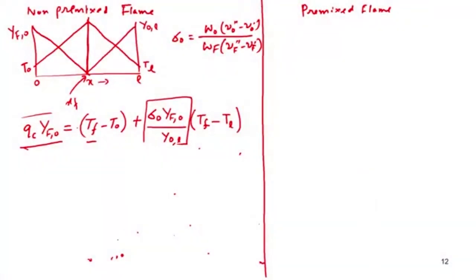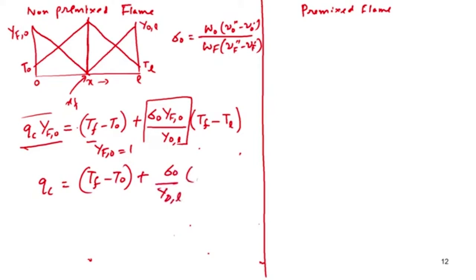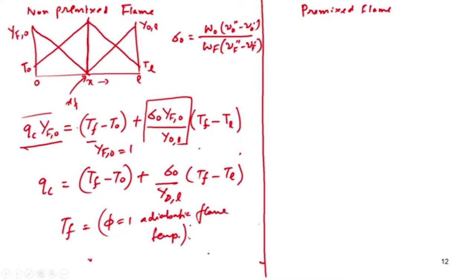So here the most common situation is that the fuel does not contain nitrogen, say it is pure fuel. Then it means your YF0 is equal to 1. If it is pure fuel, there is no oxidizer, but of course, the air will contain some nitrogen. So essentially QC is equal to TF minus T0 plus sigma 0 by Y0L times TF minus TL, right. So this temperature thus obtained is the phi equal to 1 adiabatic flame temperature. Okay. It is always at the peak, this flame temperature.